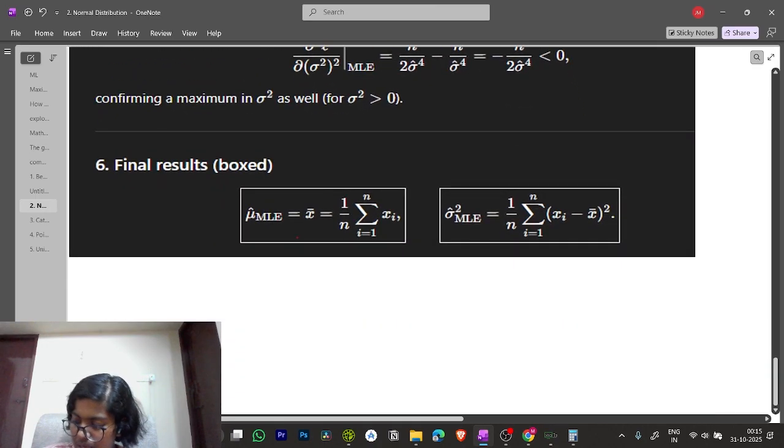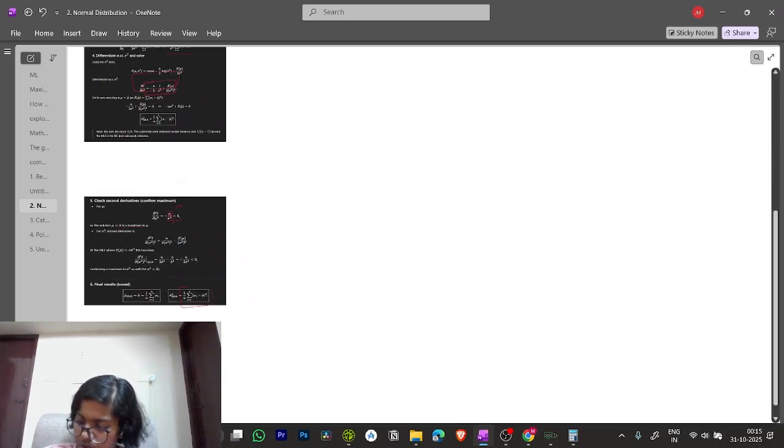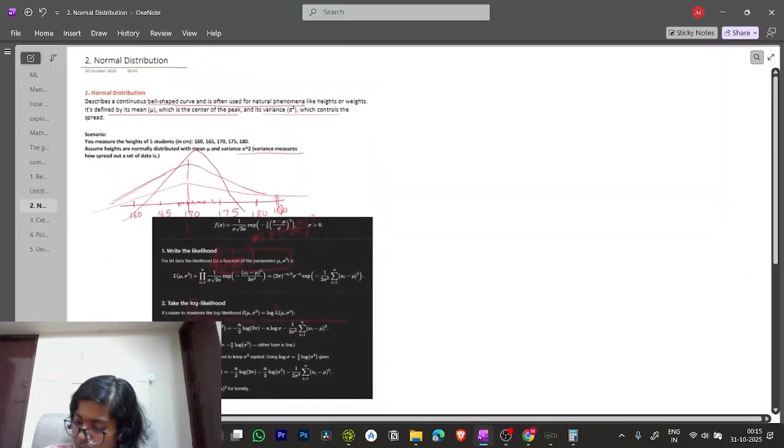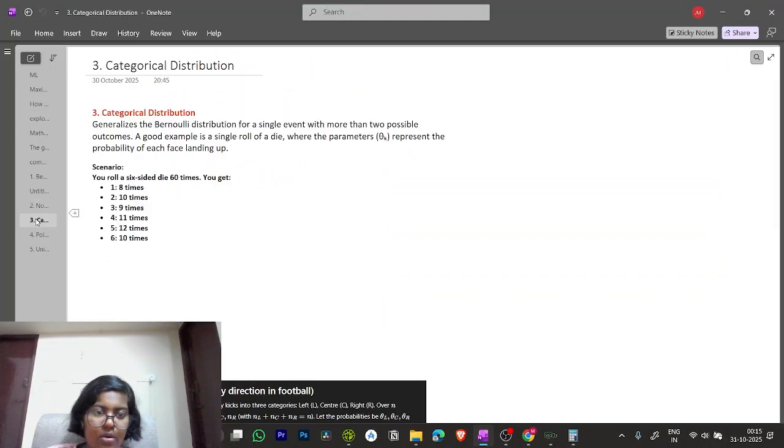So mu MLE is equal to x bar, which is the mean, and sigma square of MLE is equal to 1 by n summation 1 to n xi minus x bar the whole square. Okay, so this is for normal distribution. So next is the categorical distribution.